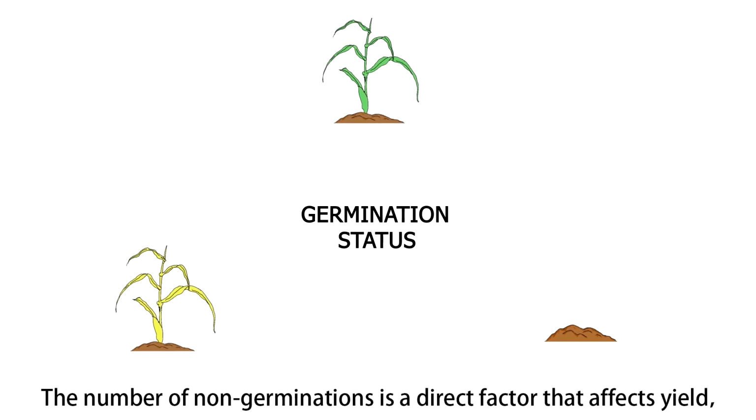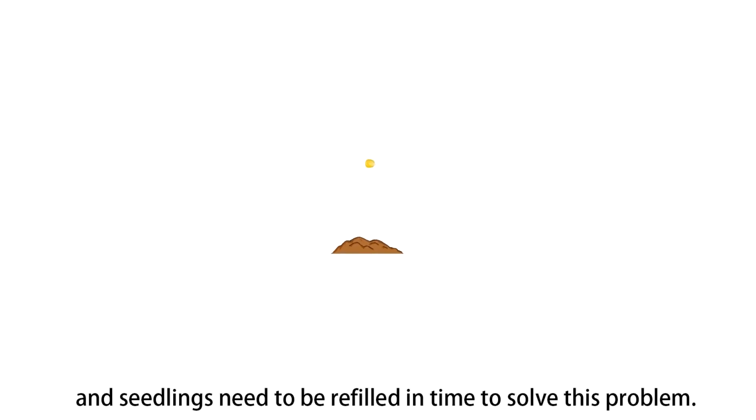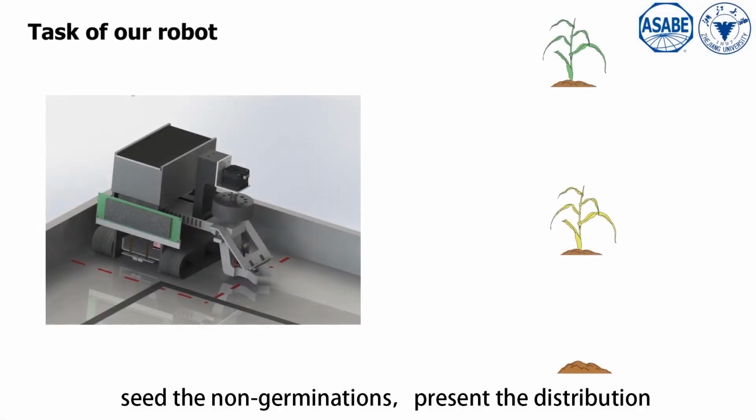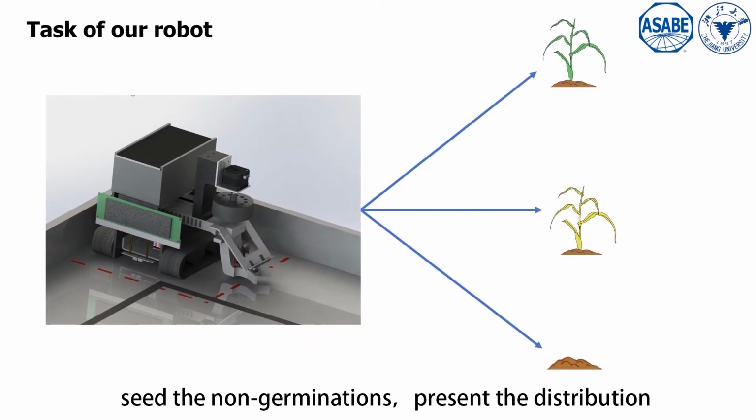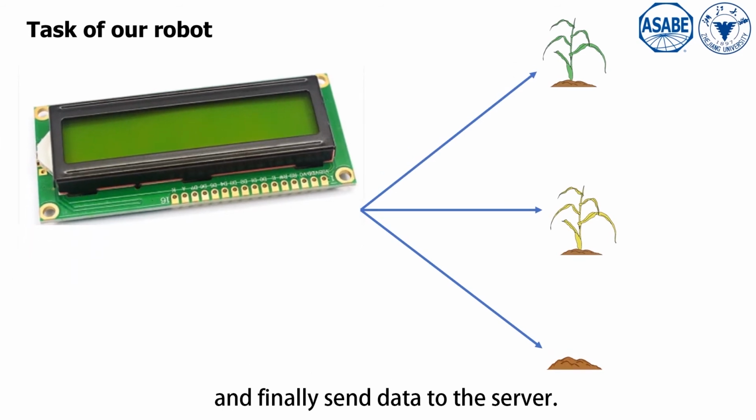The number of non-germinations is a direct factor that affects yield, and seedlings need to be refilled in time to solve the problem. So our robot's goal is to detect three germination statuses, see the non-germinations, present the distribution and density of corn on the visual screen, and finally send data to the server.